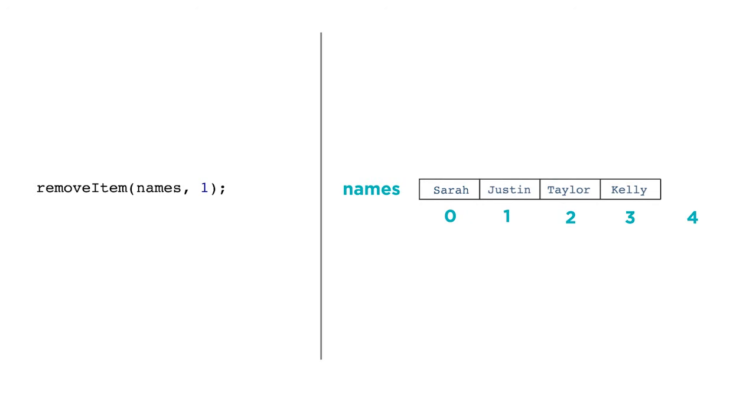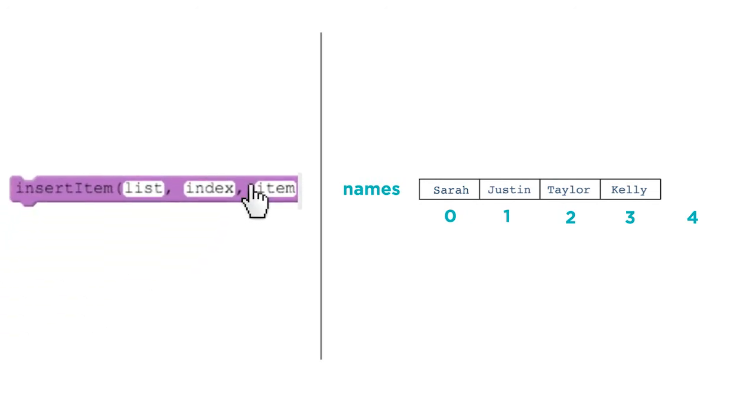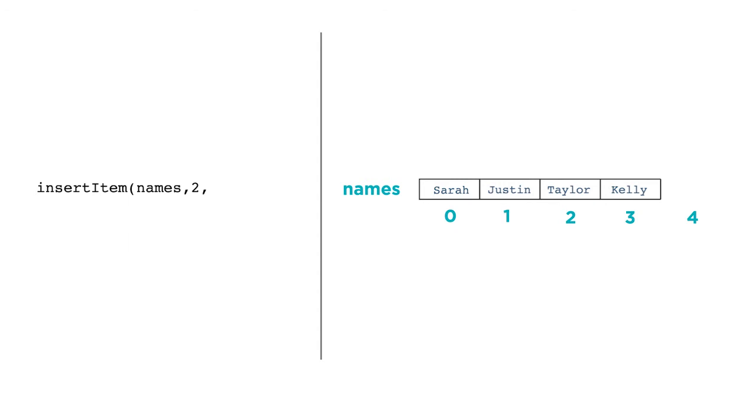We can also insert items into the middle of the list with insert item like this. Insert item names to Brooke. The insert item function needs 3 parameters: the name of the list, the index you want the new item to appear at, and the value to insert. Inserting an item grows the size of the list. Similar to remove item, the items in the list that come after the insertion point will be re-indexed.